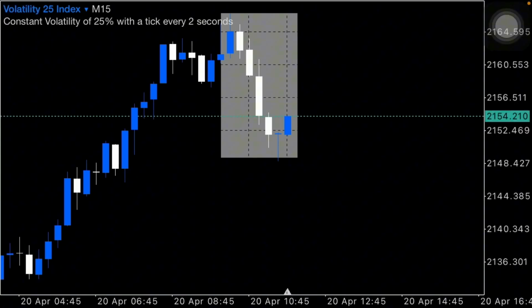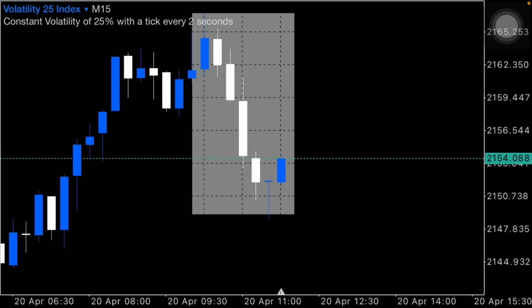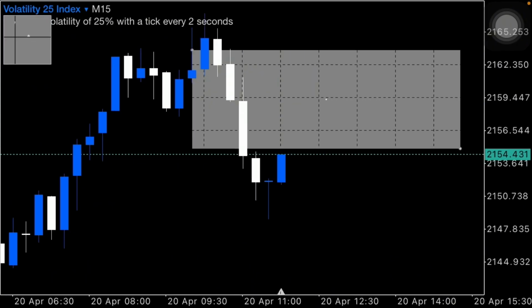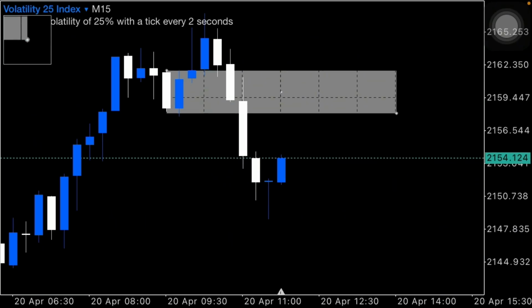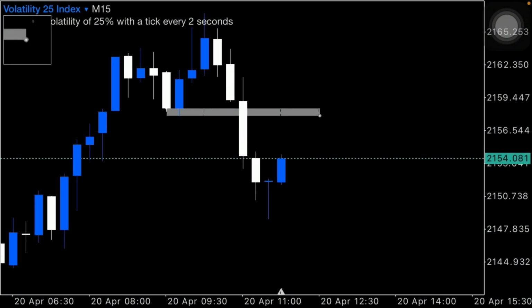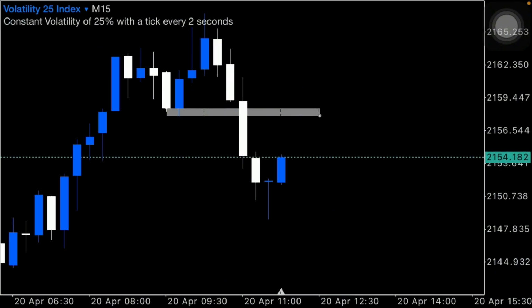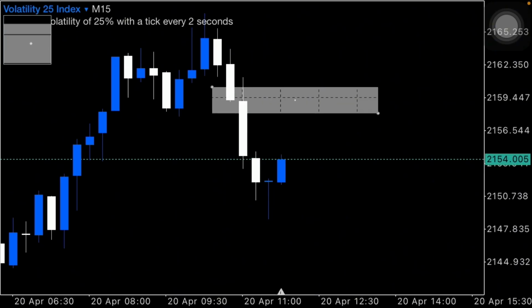Now you can see that on the 15 minutes there is no other block, but what is important here is that there is a break of structure here. Okay, so a break of structure occurs here. It's an impulsive move. Okay, so I'm going to highlight this breaker block.